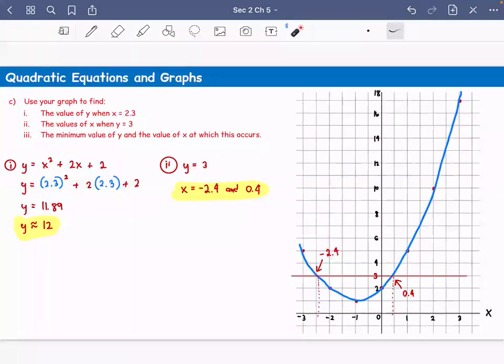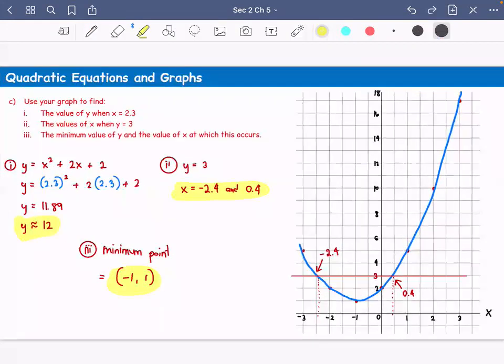Now, lastly, question number 3. It's just asking for the minimum point. So the minimum value of y and the value of x at which this occurs. I asked you already about this. So the minimum point again is at negative 1 and 1. So you answered this already. That's your answer for this. This is your minimum point over here. It's the turning point of the curve.